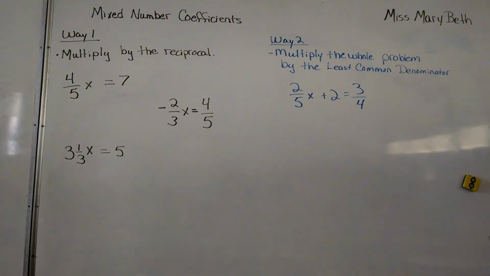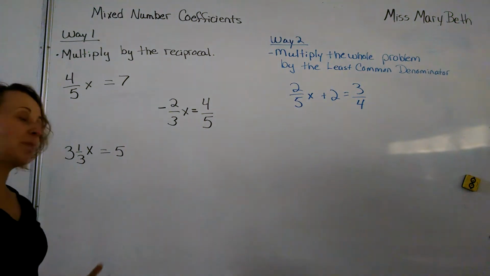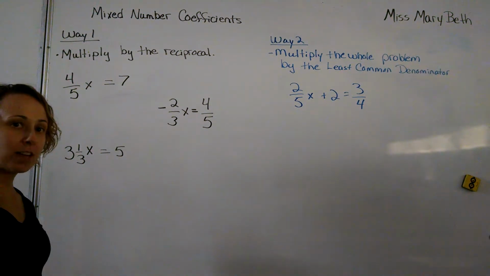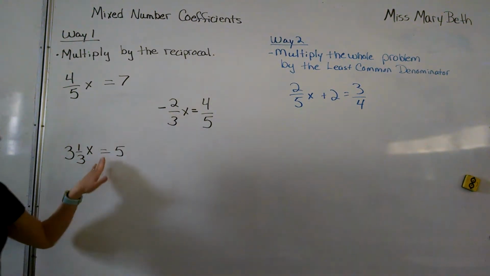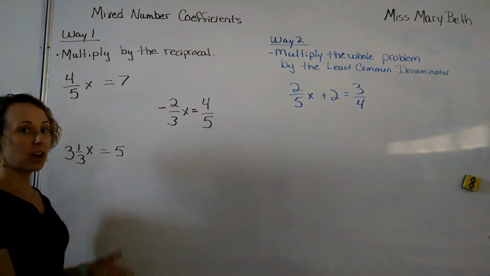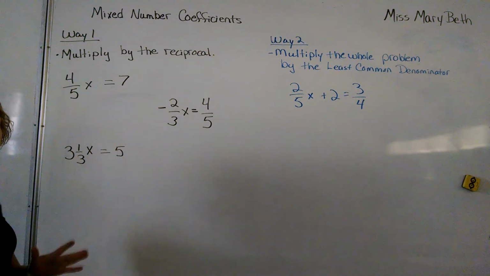We'll be talking about mixed number coefficients. As a reminder, we're solving problems that have variables. We call these algebraic equations. You know that we need to solve because they have equal signs, so we're not just going to simplify. We're going to get down and find an answer. Our letter is going to equal a number. That's our ultimate goal in these, to get down to letter equals number.